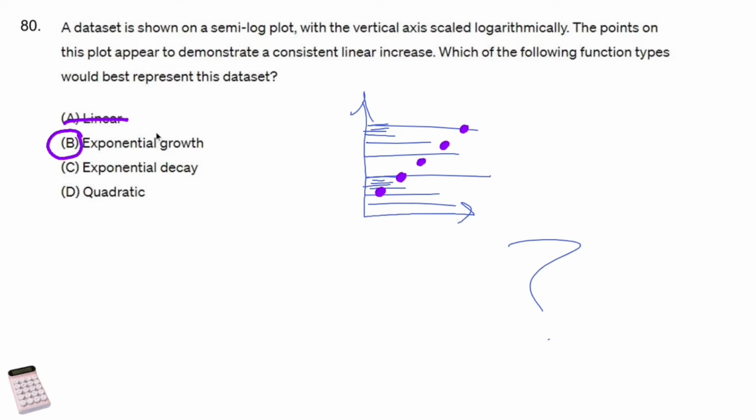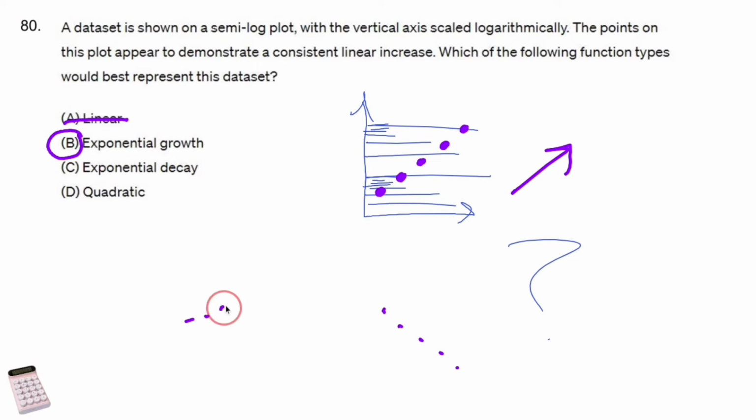Now, semi-log plots, when graphing linear-looking data, give you either exponential growth or exponential decay. Why do I have growth? Well, this is going up and to the right. If these dots were going down and to the right, then you would have exponential decay. Okay?